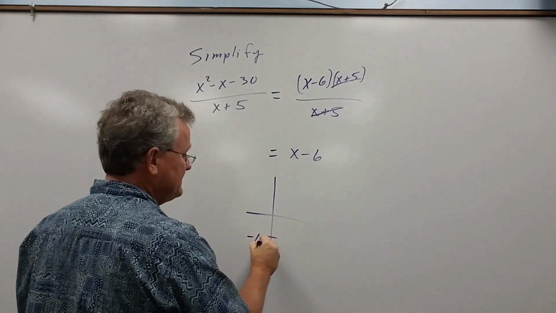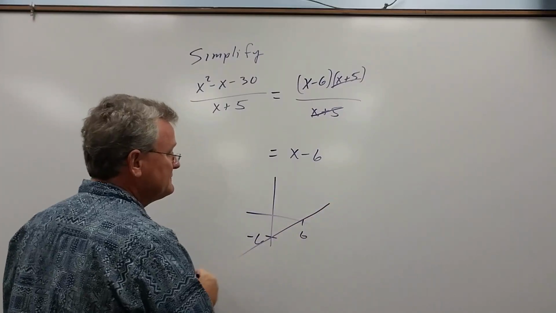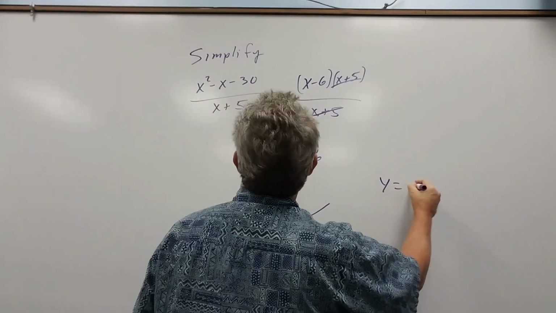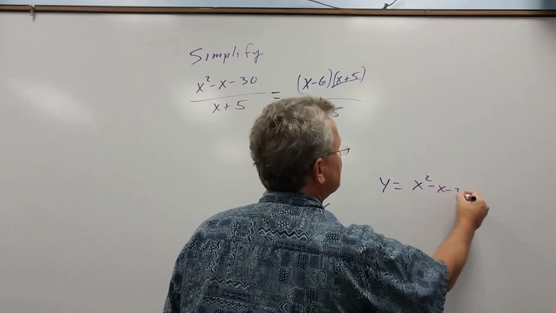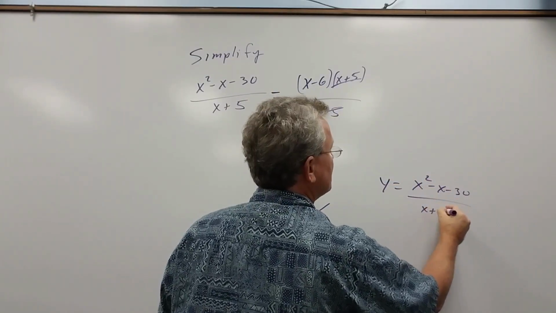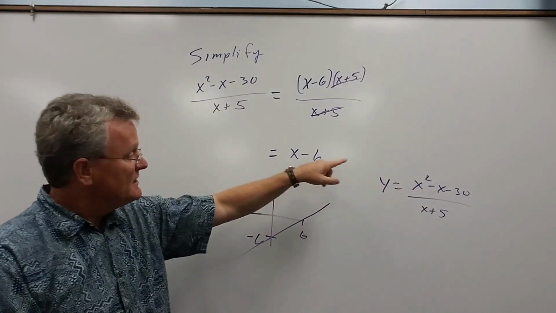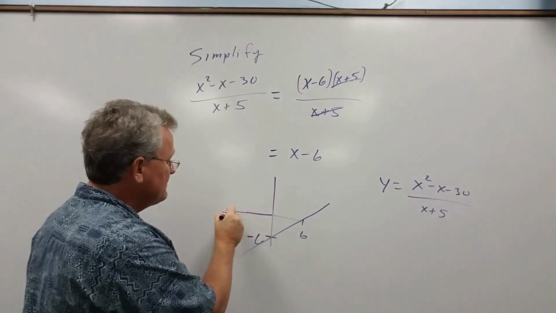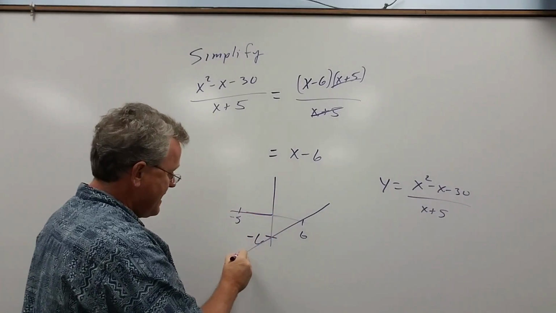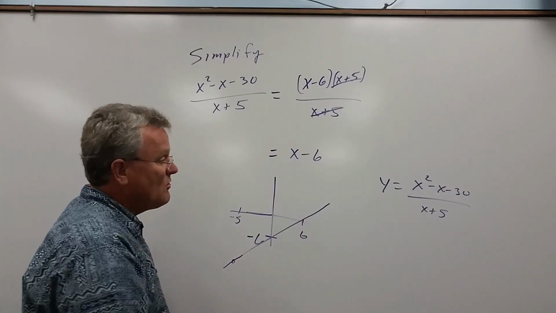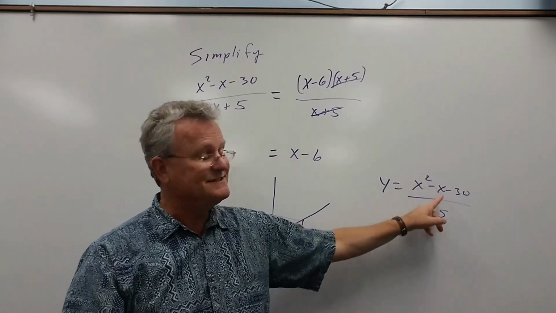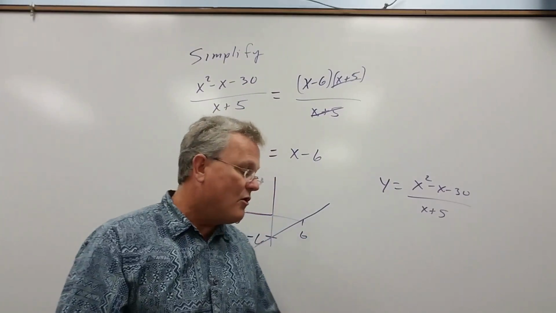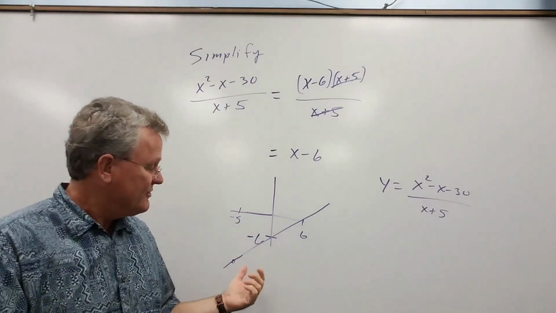So x minus 6, the graph is going to look, if we graph y equals this, x squared minus x minus 30 over x plus 5. If you graph that, it's going to be the graph of this. The difference is down here at negative 5, on the graph, there's going to be a hole because negative 5 is not in the domain of this because you get division by 0. That hole does not show up when you graph it.